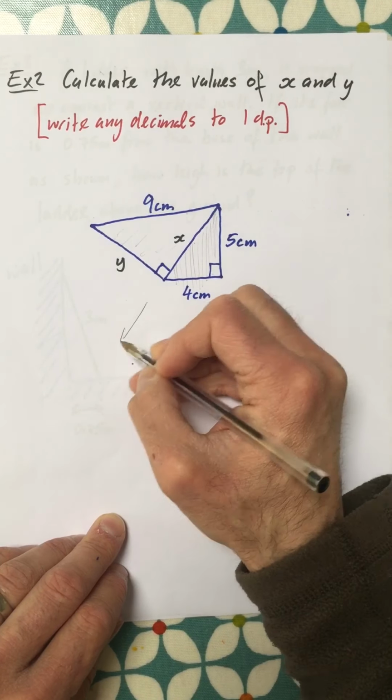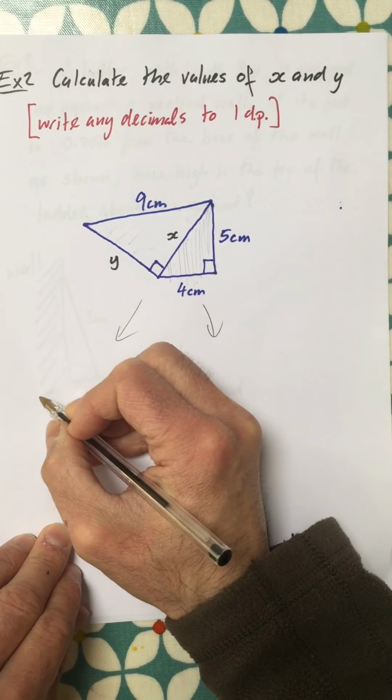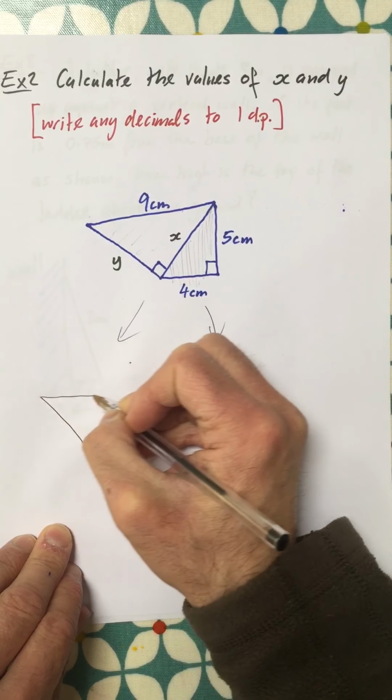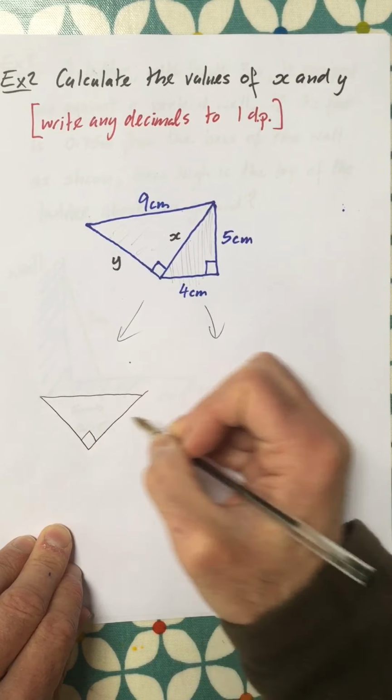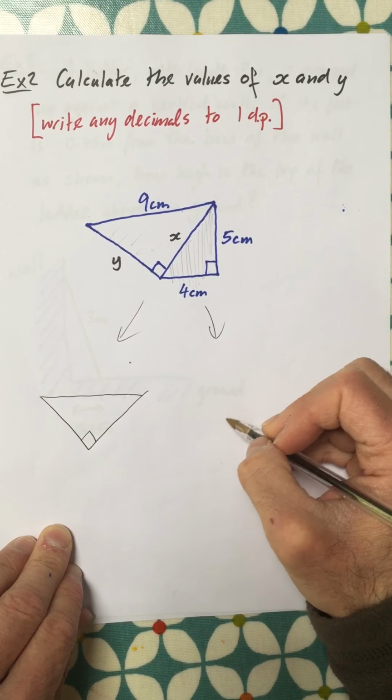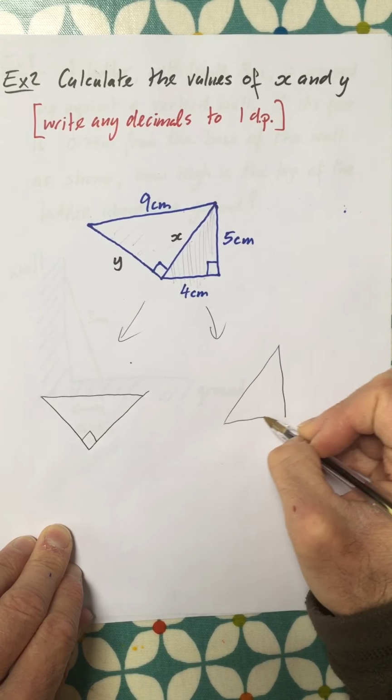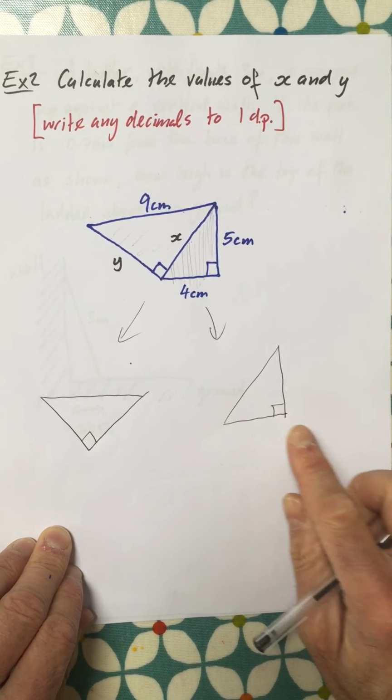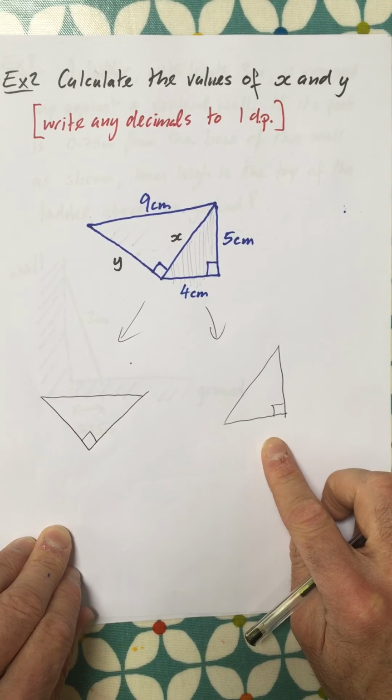So what I suggest you do is separate the picture out into two triangles. There's one triangle, and here's the other one. And what we do on each triangle separately is we mark in all the information that we have.